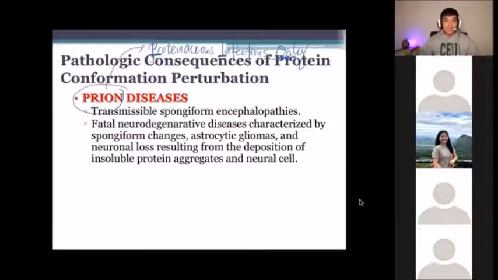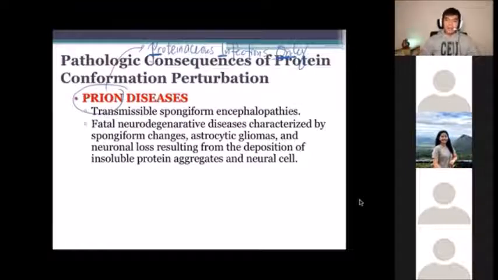Okay? Nagets niyo ba't prion ang tawag? Para siyang abbreviation. So regarding prion diseases, these are transmissible spongiform encephalopathies wherein the primary target is the brain. Brain. Kaya nga encephalopathy ang tawag. So this is actually fatal.